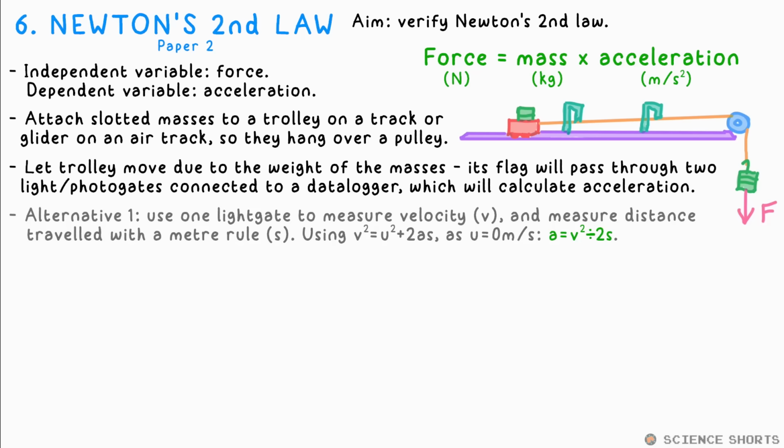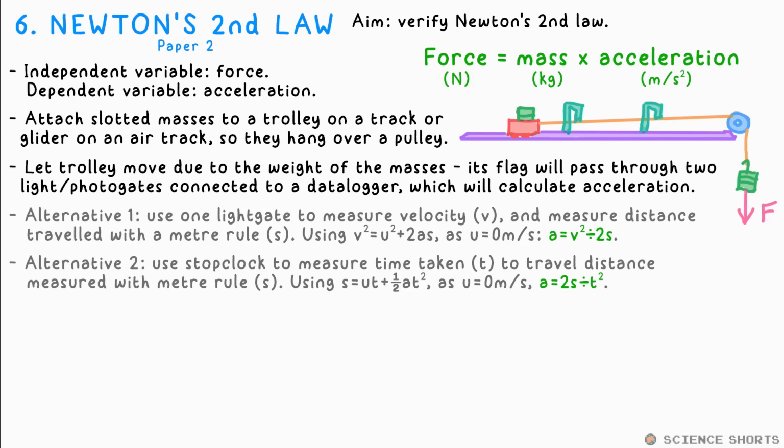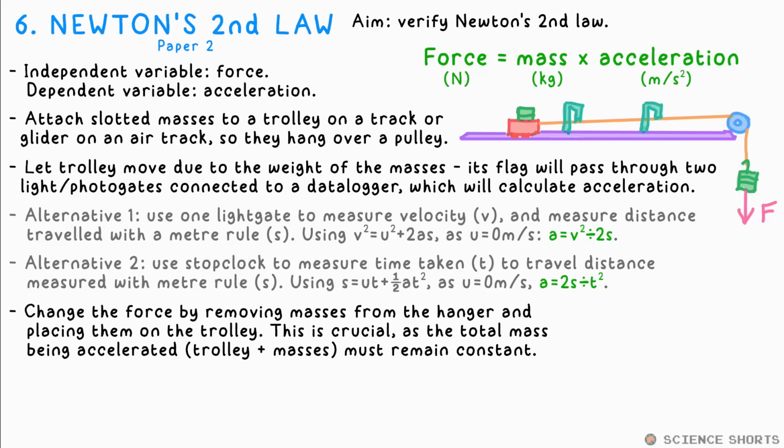We can just use one light gate to get its final velocity and use Newton's equation of motion. If you have no light gates, you can just use the stop clock to get the time taken to go a certain distance. Using another of Newton's equations, we can again get the acceleration.